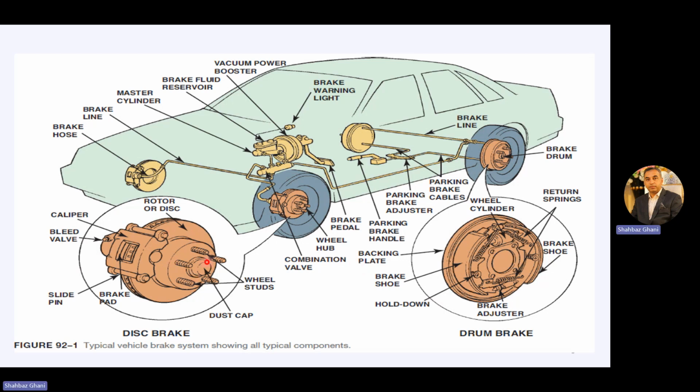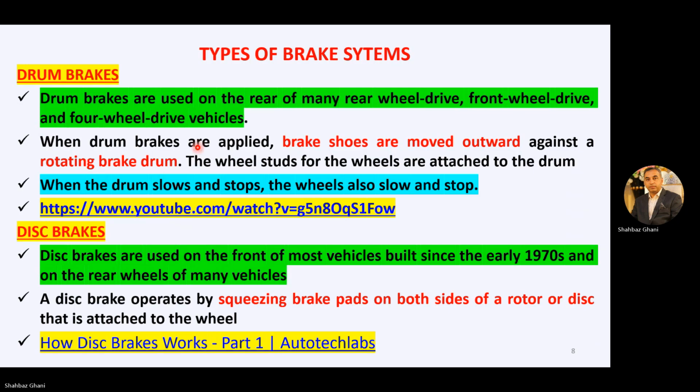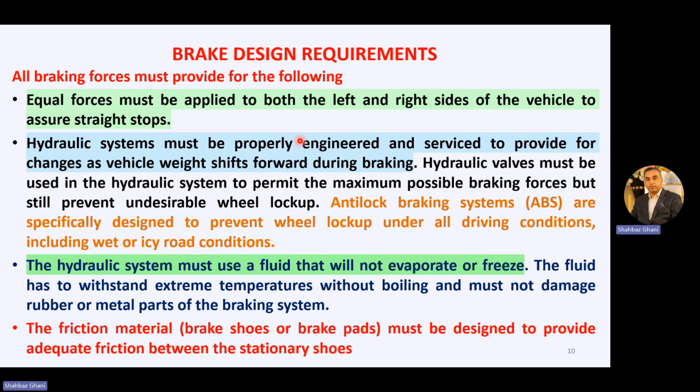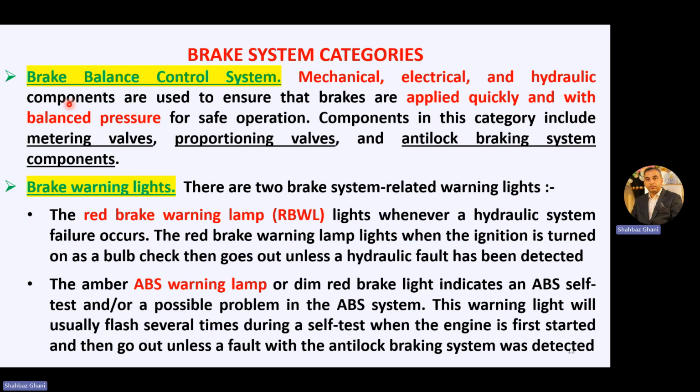And then we talked about the disc brake in detail and the drum brake. So we talked about the drum and disc brakes. I have already uploaded these videos for your better understanding. Then we talked about the brake design requirement. And then the brake system category, how we can divide the brake system into 6 subcategories: supply system, boost system, hydraulic system, wheel brakes, brake balance control system, and brake warning lights.